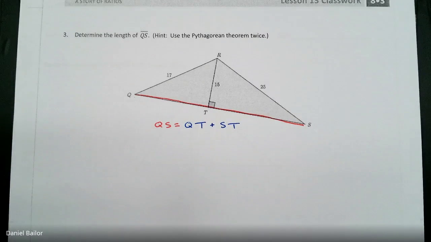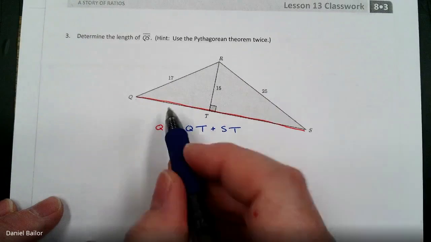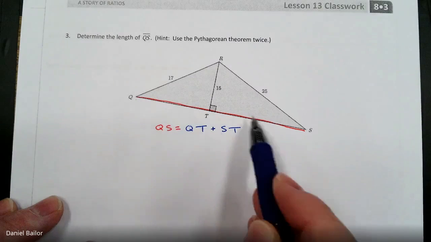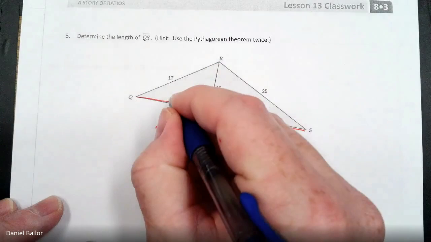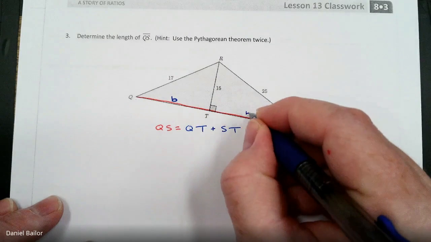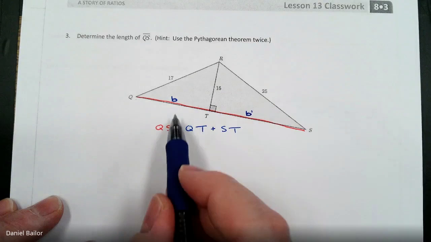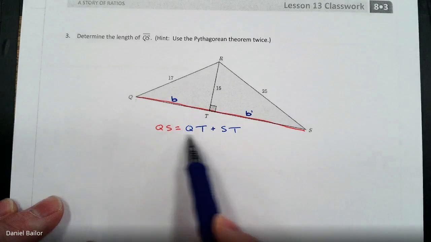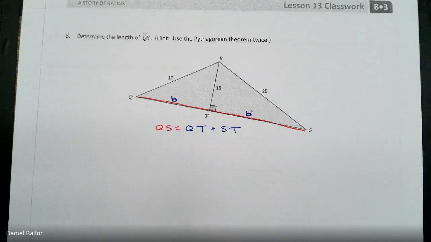So if I want to find QS, I have to find this one and this one and put them together. In fact, I'm going to say I need to find B, and I need to find, let's call this one B prime. I need to find B and B prime if I want to find QS. So now I can use my information to find B and B prime. So I'm going to have to use the Pythagorean theorem twice.